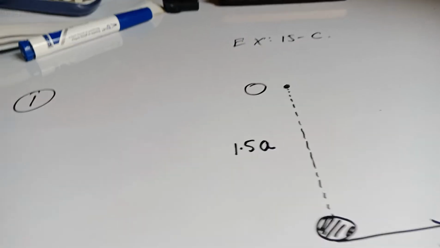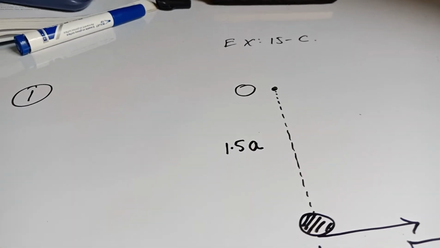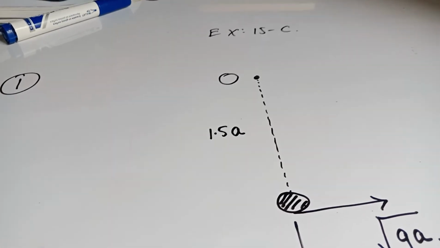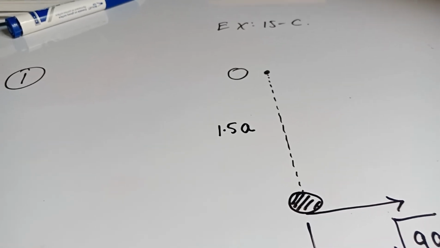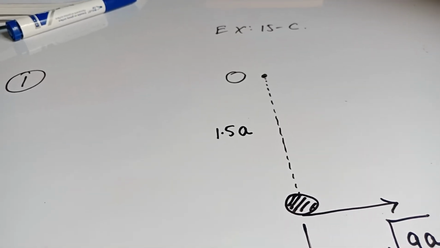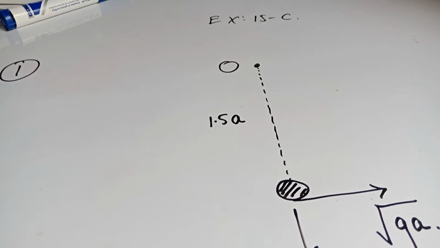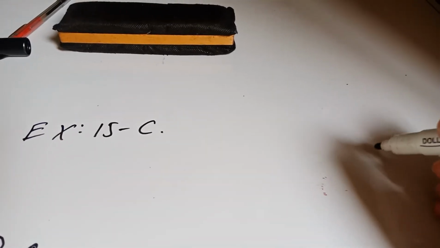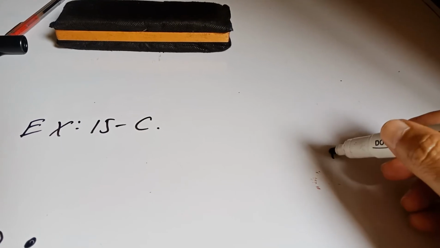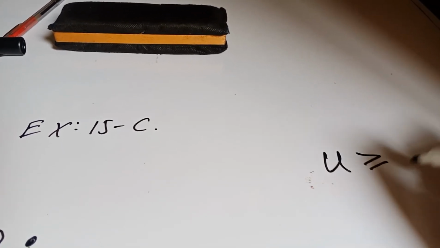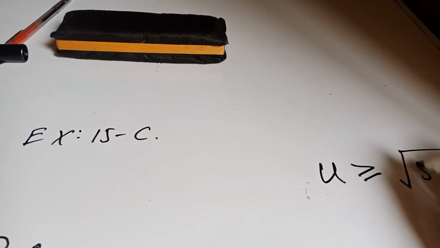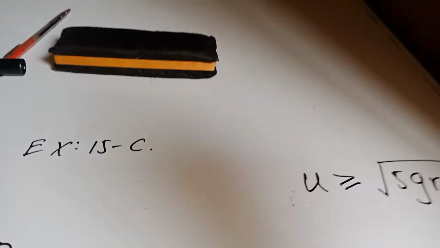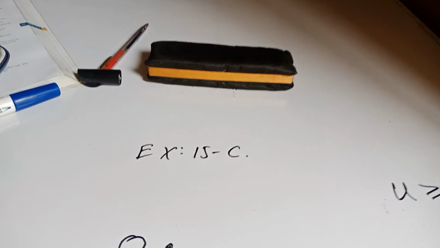Let us proceed from our previous video where we learned the condition when an object completes the vertical circles. If you recall, the condition for an object to complete the vertical circles is u should be greater than or equal to √(5gr). Okay, so now here is the first question of this exercise 15C.